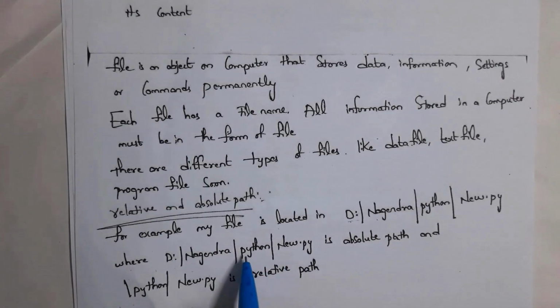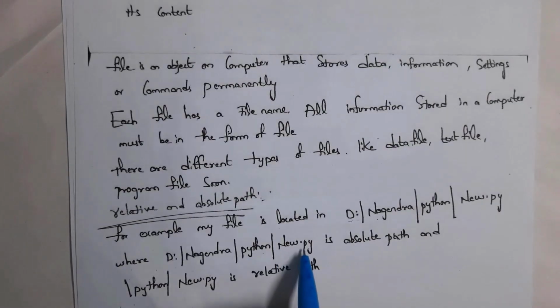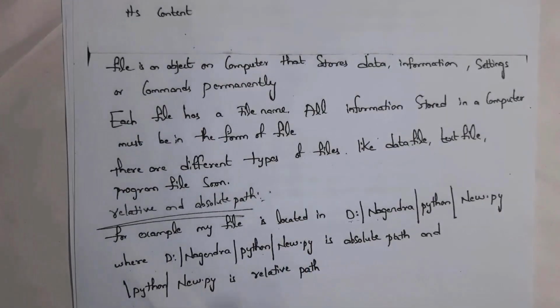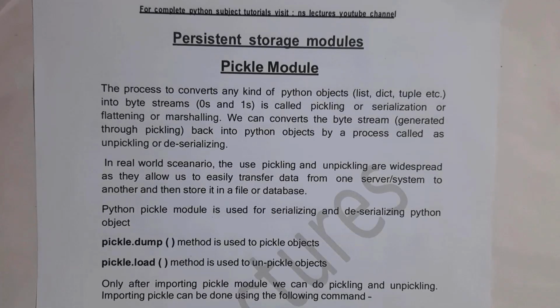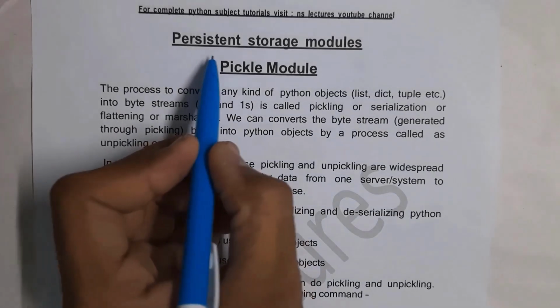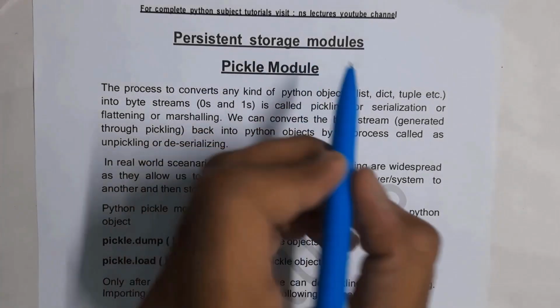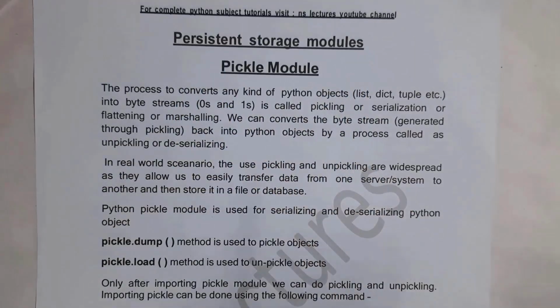And for example, if I write just python /new.py, we call it a relative path. Next I will explain what the pickle module is. Pickle module, marshal module, shelve module and dbm package. All these are persistent storage modules, that is, by using these modules you can store data permanently.